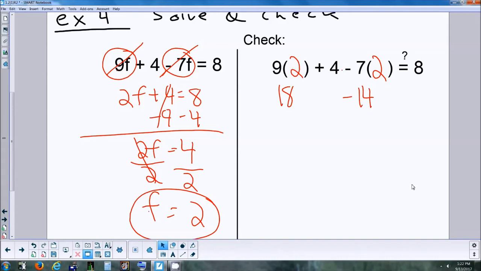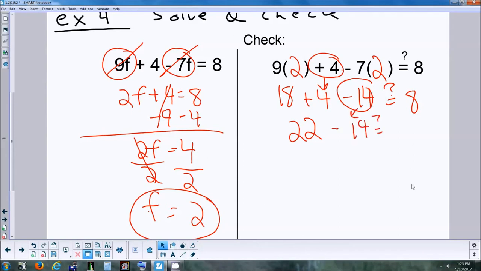What about that positive 4? Just let it hang out up top? No, just bring it down, and make sure you bring the sign down with it. So plus 4 equals, we don't know, we're checking, 8. 18 plus 4, what is it, guys? 22. Again, it's going to bring down the minus 14. Let's see if it equals 8. Is 22 minus 14, 8? Yes.